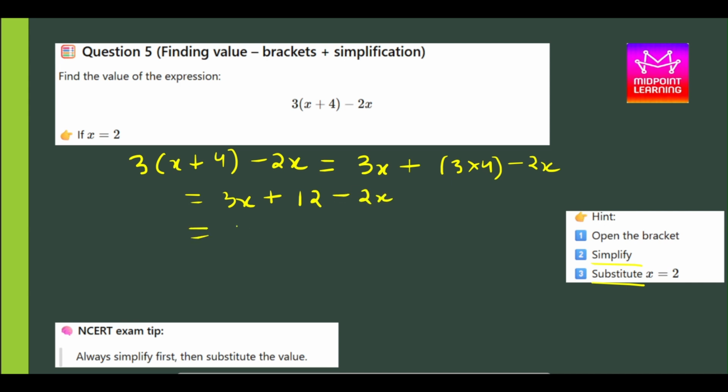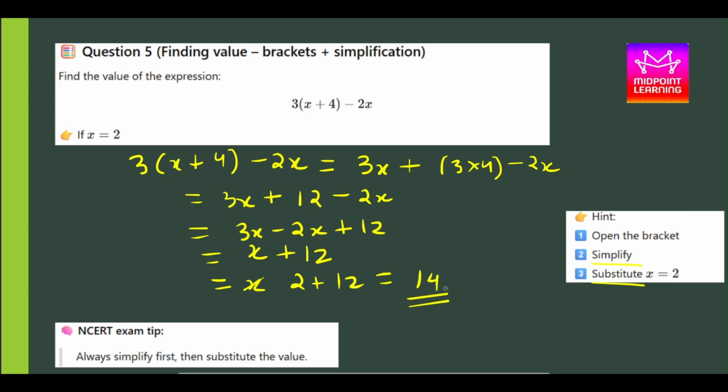Now what I will do is I will bring the like terms together. 3x minus 2x is x plus 12. X is what? X is 2, right? So we will say 2 plus 12. 2 plus 12 is nothing but 14. So this is the correct answer. The answer is 14, right? When we substituted the value of x as 2, we got 14.